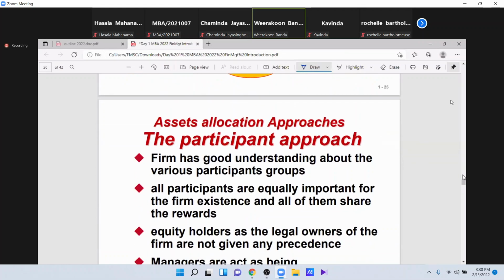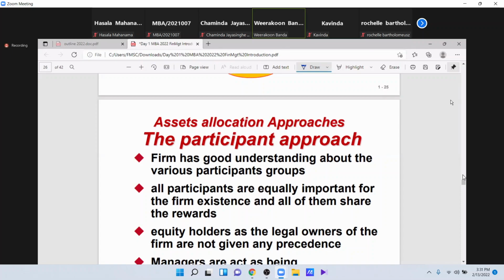Then concerning the different participants here, asset allocation approaches. When they decide the different decisions, they can consider different approaches. One is the participant approach. The firm has a good understanding of the various participant groups. All participants are equally important for the firm's existence, and all of them share the rewards.